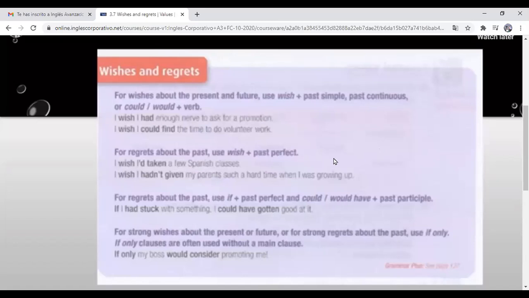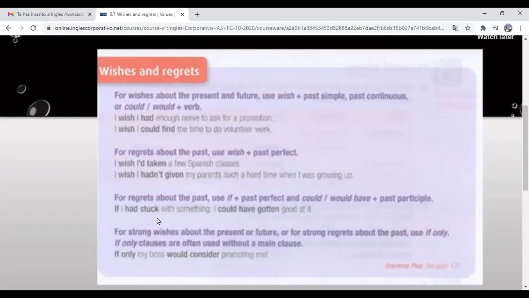No, teacher. How do you say, me gustaría haberte escuchado o haberte hecho caso? I wish. I wish I listened to you. I wish I'd listened to you. Yes, very good. Nice.